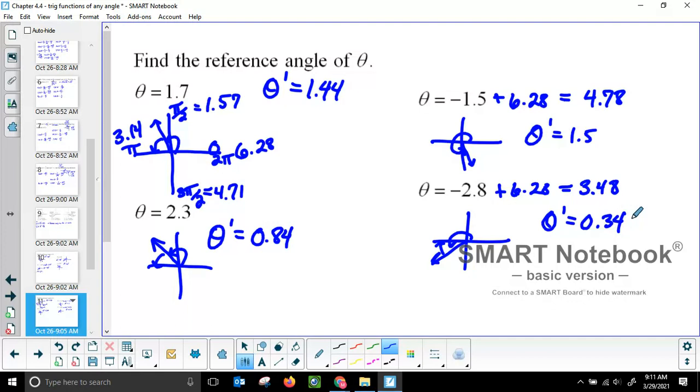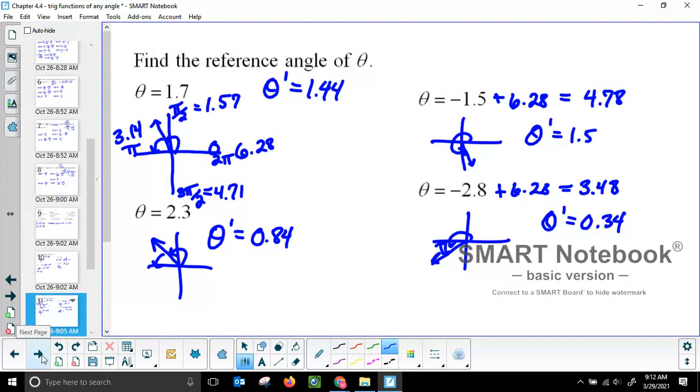And that's reference angles. It's always going to be positive. Technically, we want to say how far would I go from the x-axis to get here, but I just subtracted. You just know it's always positive. Reference angles are always positive.